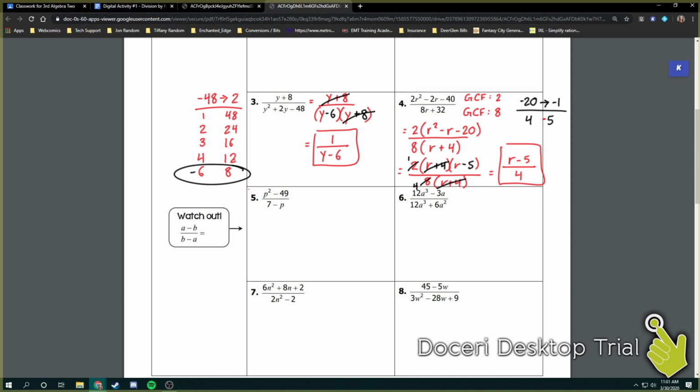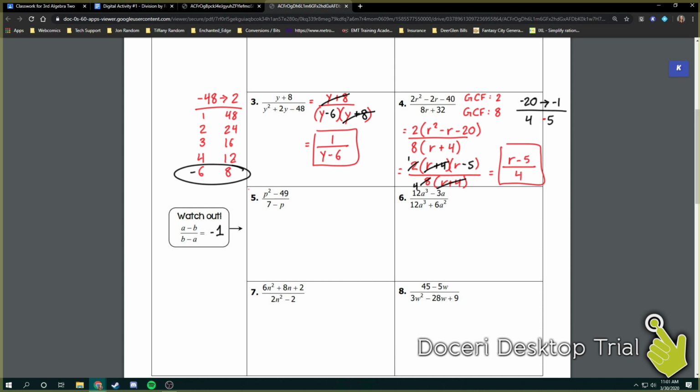Alright, problem 5. It says, watch out. A minus b divided by b minus a, that is equal to a -1. So if we see that pattern, where it's the same numbers, but they're opposite of each other in the numerator and denominator, you can say that thing is equal to -1. Alright, so let's see what we got here. P squared minus 49 over 7 minus p.